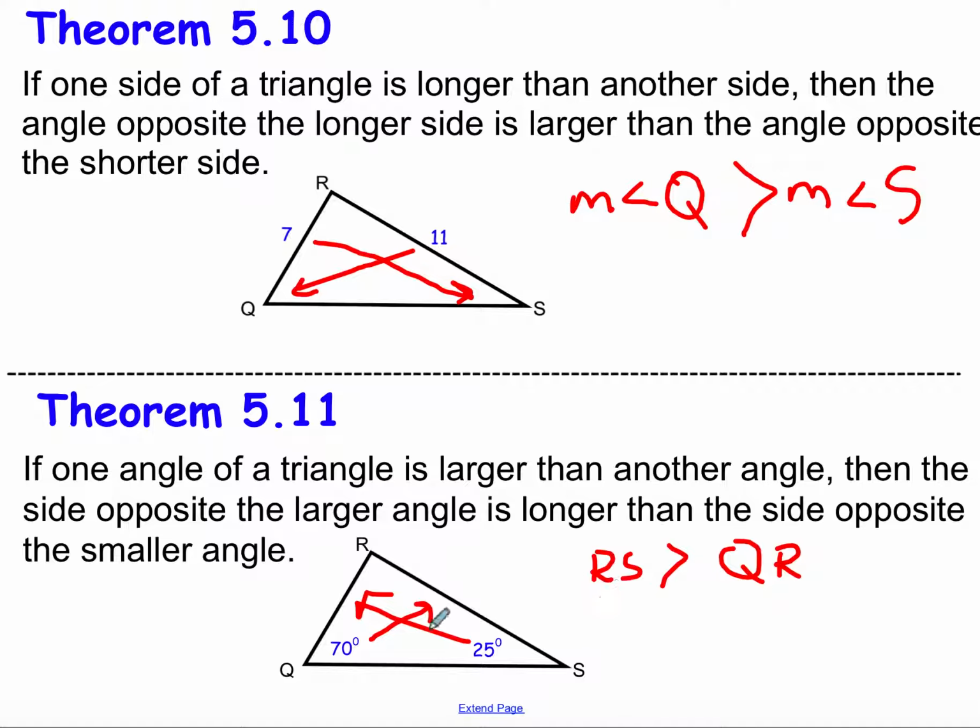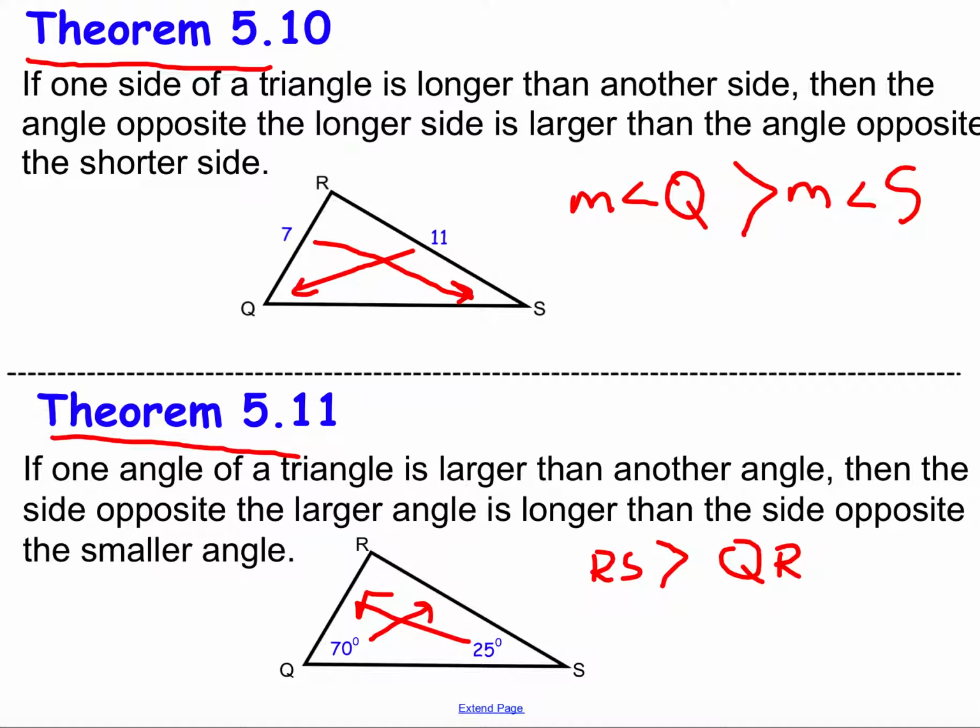So what we're saying here is the distance between points R and S is greater than the distance between points Q and R. Okay, so just as a refresher, you can use these two rules, Theorem 5.10, Theorem 5.11. A lot of you have probably already been using them intuitively in your thinking, but that's the official rule there. So let's continue right along.